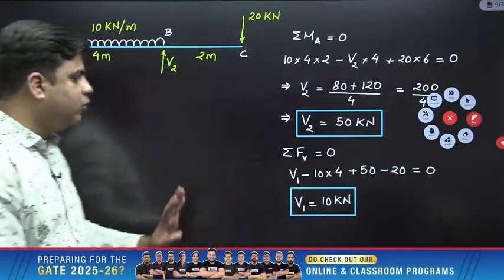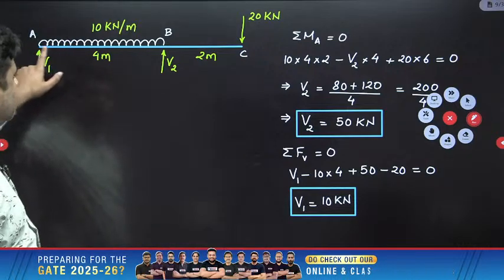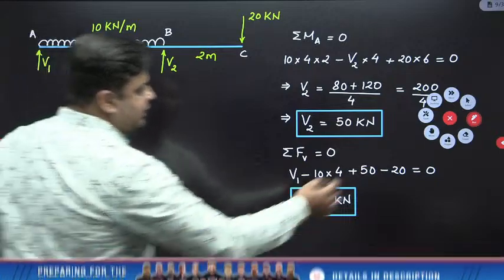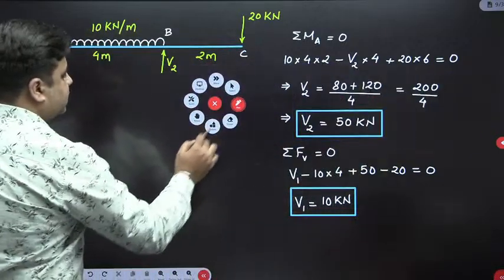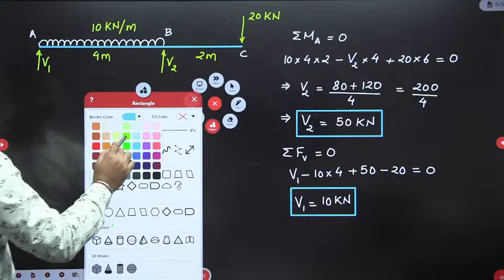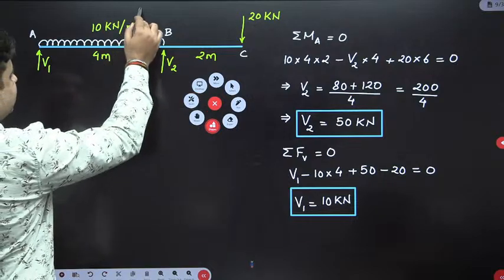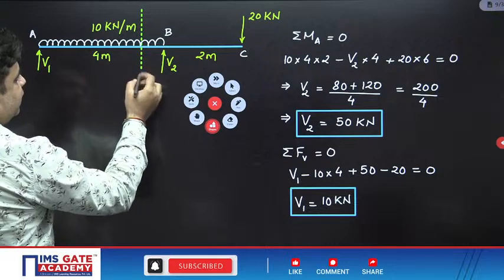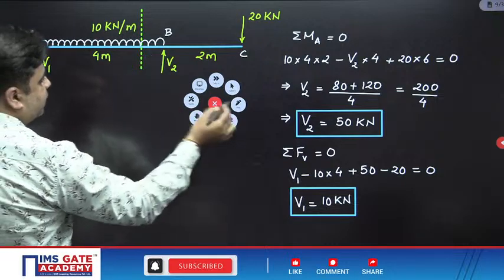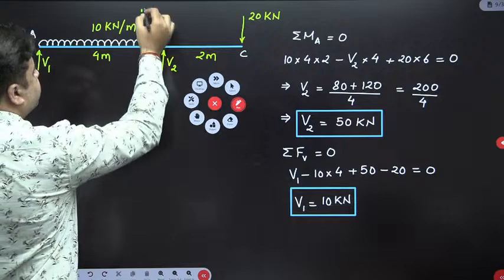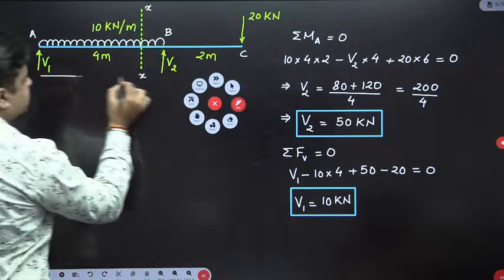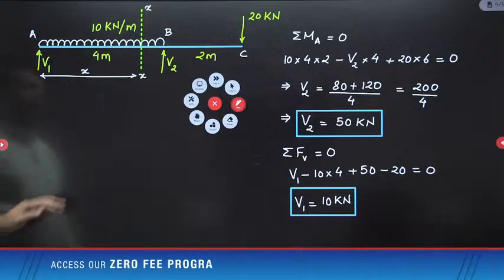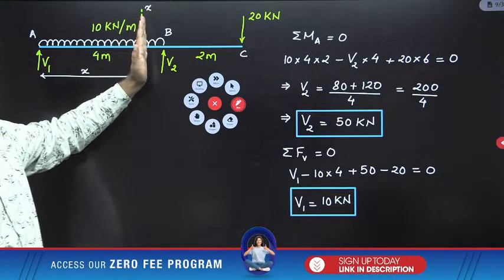Now what you need to do after calculating the support reaction, first anywhere over this section AB, consider one section XX like this and all the distances will be measured from your end A. This distance is the distance X. Now what will be the value of bending moment over this section XX?